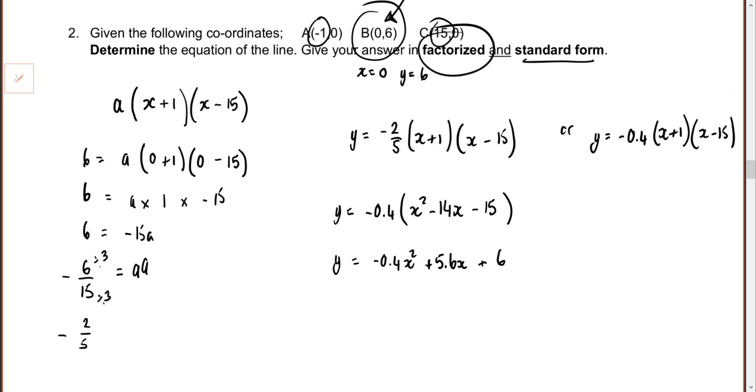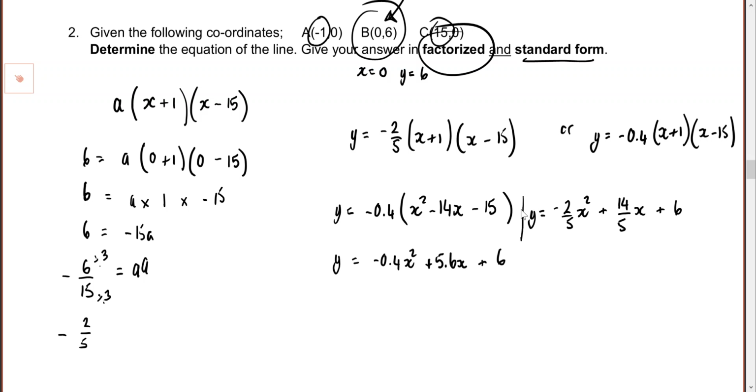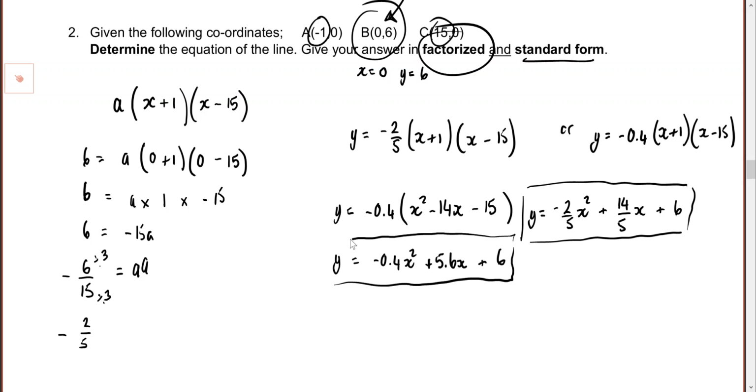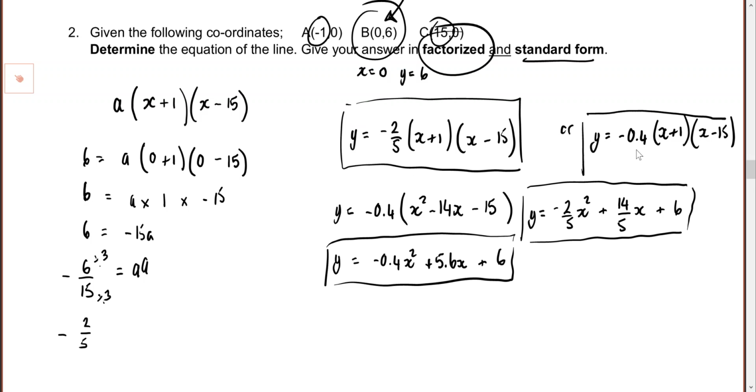So just in case you're looking for an alternative form, if we'd have used the 2/5, you'd have had negative 2/5 x squared plus 14 over 5x, and you'd have had still plus 6 at the end because you would have been expected to simplify. So decimals or fractions either way, but that's your standard form, and these are your factorized form.